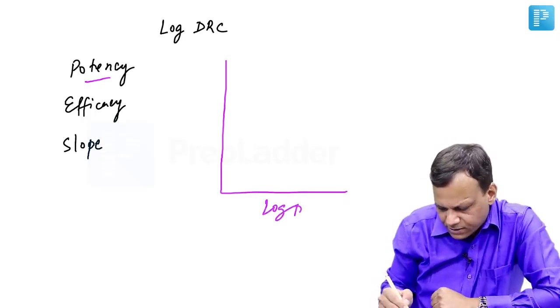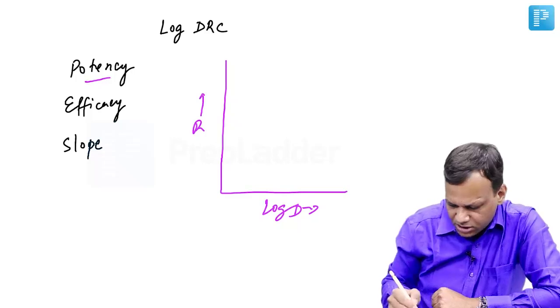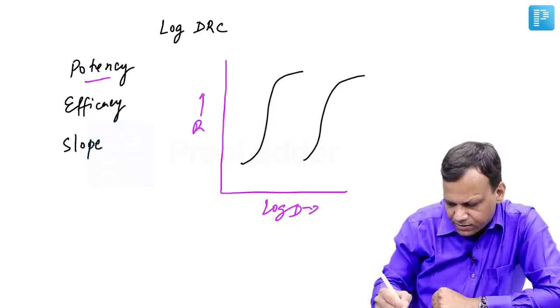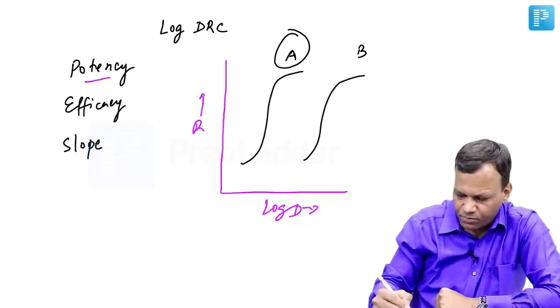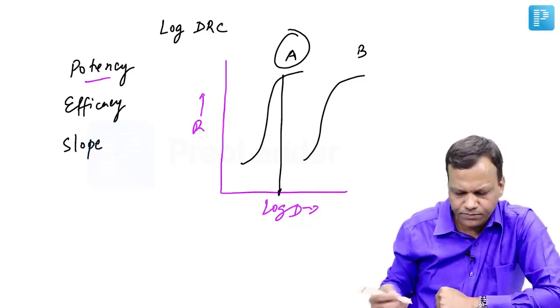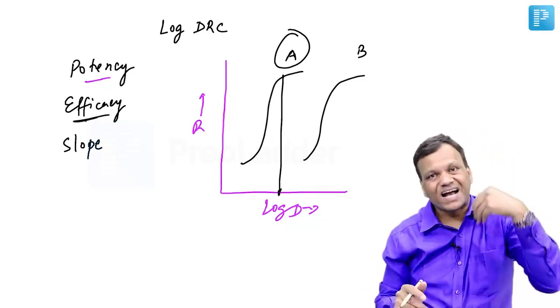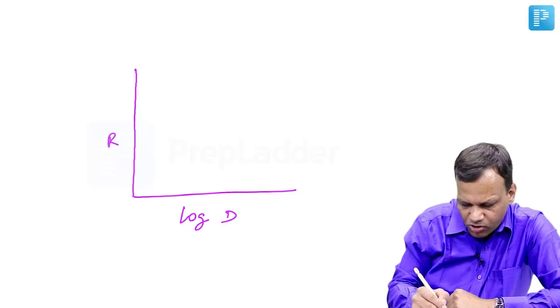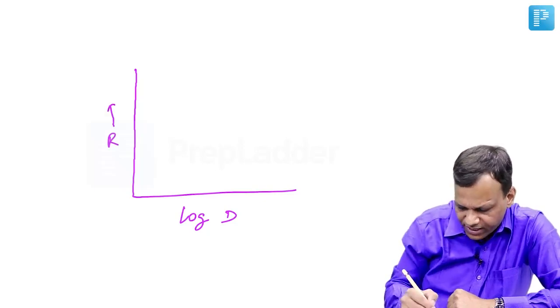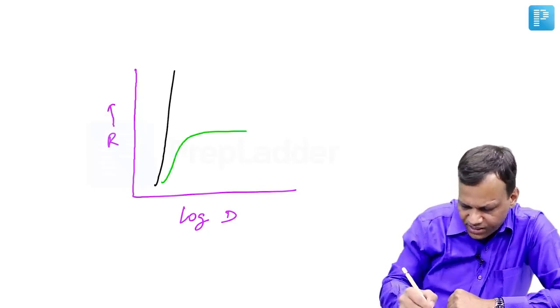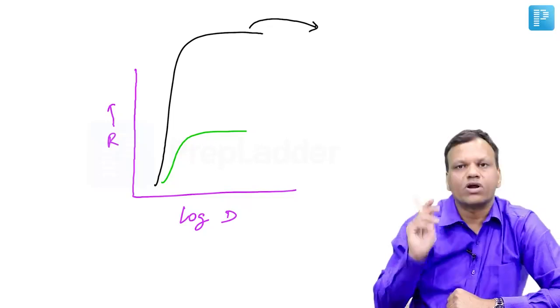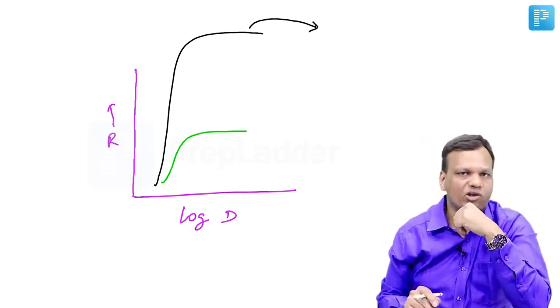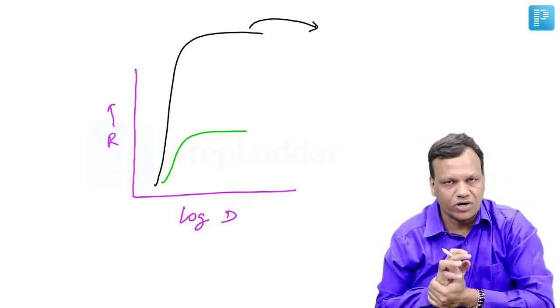So if we see, this is log dose, this is response, this is one drug, this is second drug, A and B. So A is more potent because it is on the left side, because it requires lesser dose. Okay. Then coming to efficacy means maximum response. So efficacy simply is known from the height of the graph. So if there is a log dose and response graph, one drug is producing effect like this and second drug is producing effect like this. So this drug is more efficacious. So higher and lower tell about efficacy, left and right tell about potency.